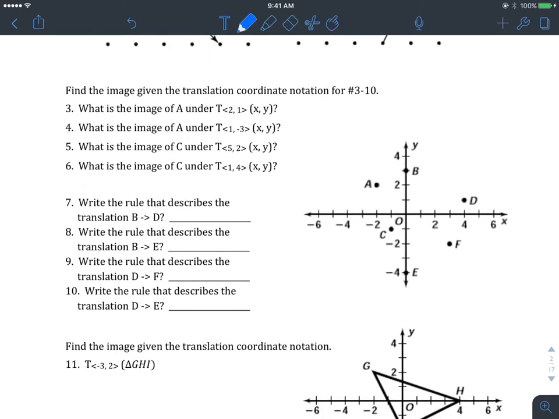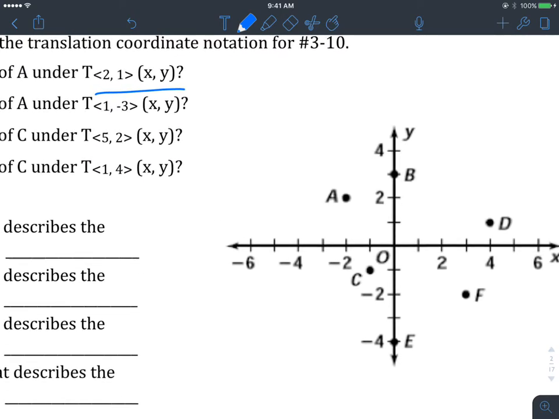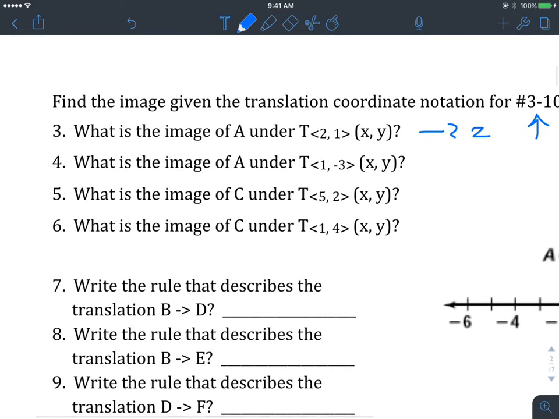Okay, what is the image of A under the translation ⟨-2, 1⟩? So we're going to look here at A, and then we just have to understand what this notation means. That means left 2, and the positive 1 means up 1. So we're going to go left 2 and then up 1. That'd be at point B right there.